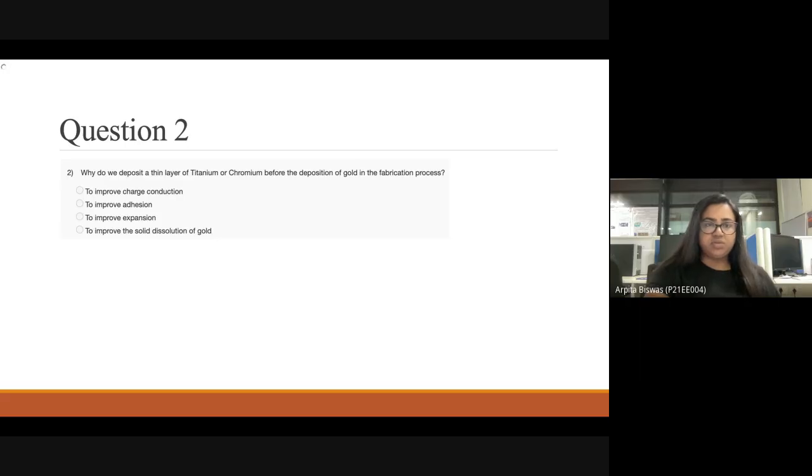So first option is to improve charge conduction. Second option is to improve the adhesion. Third, to improve the expansion. And fourth option is to improve the solid dissolution of gold. So please go through the question carefully and try to find out the right option.